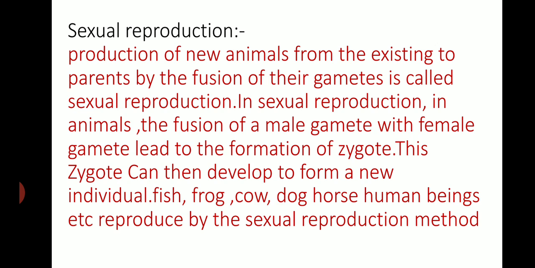So, in sexual reproduction, new individuals arise from existing animals through zygotes. Fish, frog, cow, dog, horse, human being, etc. are produced by the sexual reproduction method.